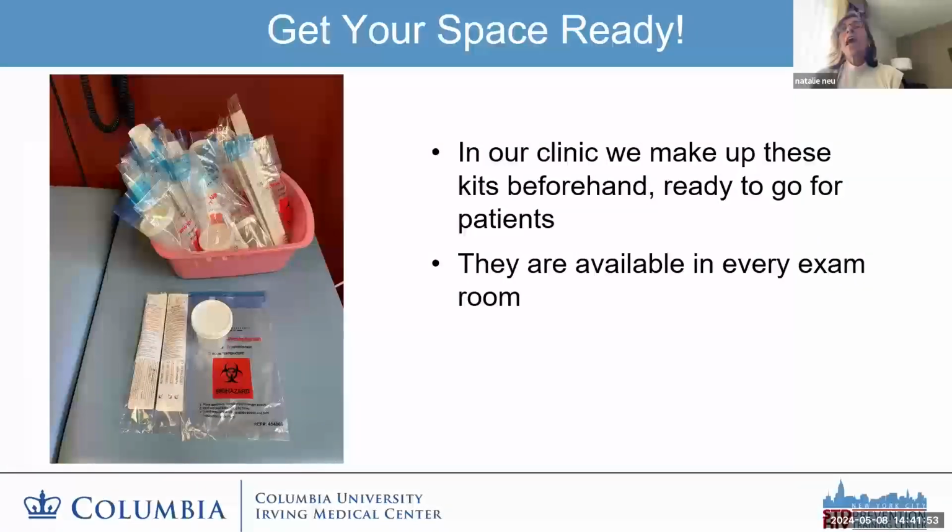So in our clinic, how do we get our space ready for testing? We make these kits in advance. We have them all set up. It has 3 different testing tubes. So 1 for oral, 1 for anal, and 1 for the urine. Have it available in every room. Next slide.